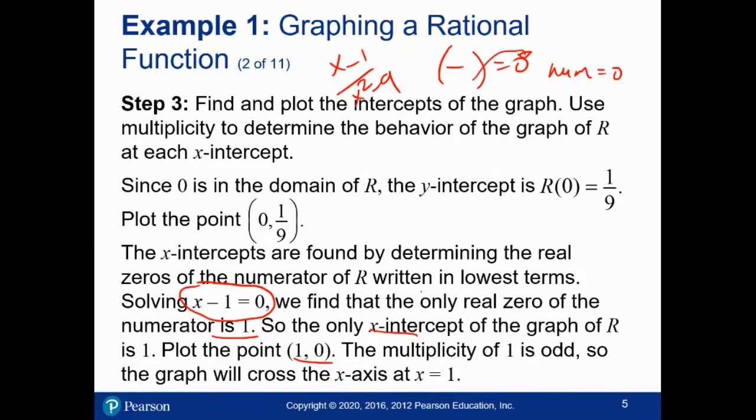It's also got multiplicity 1 because it appeared just as x minus 1 to the first, not x minus 1 squared or anything like that. So the multiplicity is odd, so the graph is going to cross at this root. So we put that down as another bit of information.